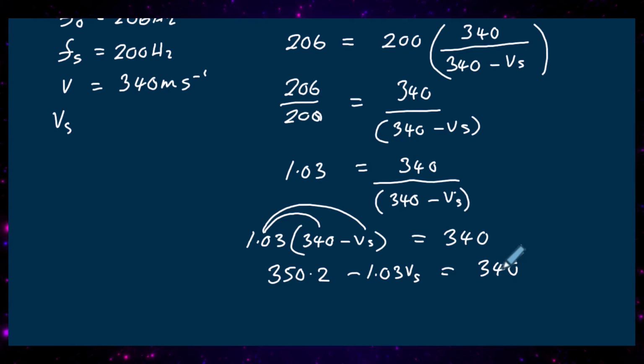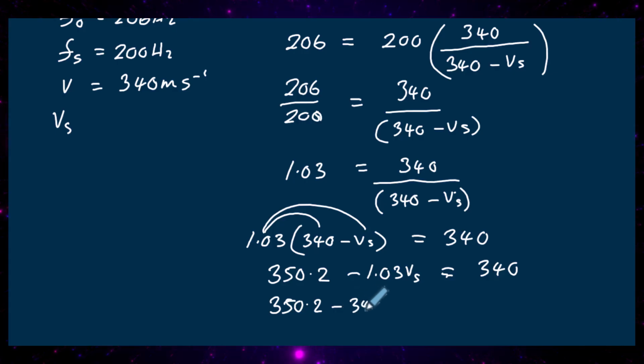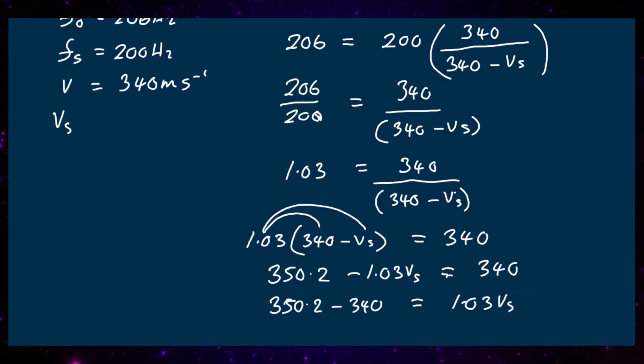So now we're getting to a stage where we can see we can rearrange things to get Vs on its own. So if I take the minus 1.03 Vs and add that to both sides, and then take this away from both sides, I can do the following: 350.2, take this over the other side, minus 340, and that should equal, take this over the other side, change the sign, 1.03 Vs. Ooh, wow, we're nearly getting there.